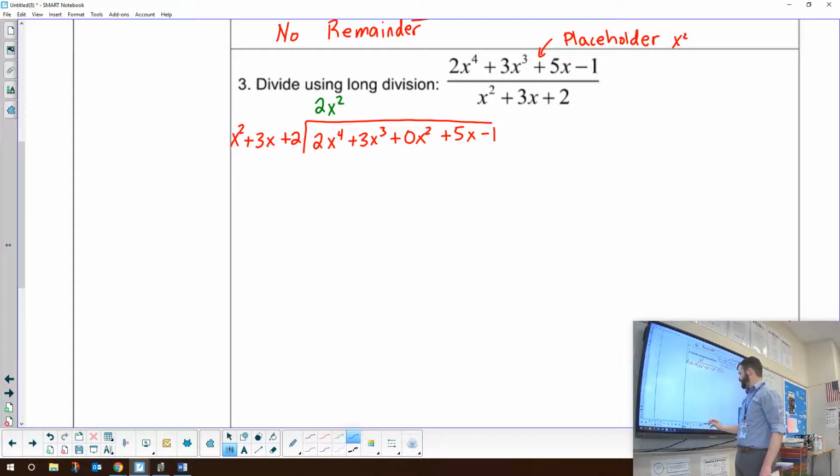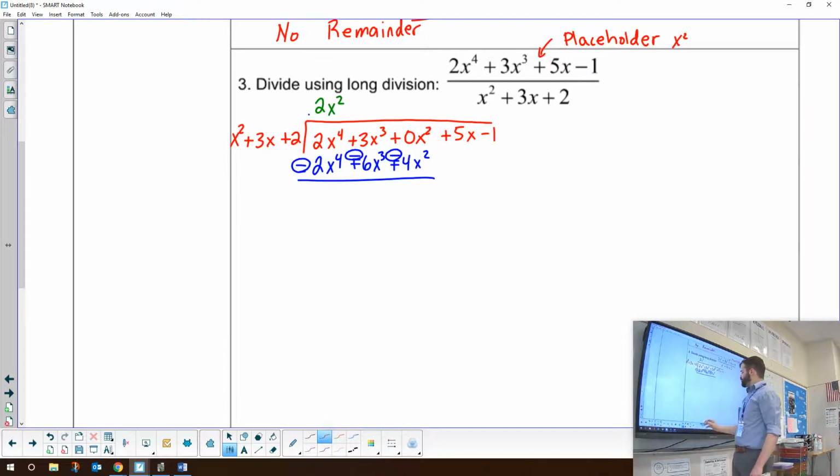So now let's multiply. 2x times x squared is 2x to the 4th. 2x squared times 3x is going to be 6x to the 3rd. And 2x squared times 2 is going to be 4x squared. Then we are going to change each one of these signs. So this is going to become a minus, this is going to become a minus, and this is going to become a minus. We're going to draw the line, change the signs.